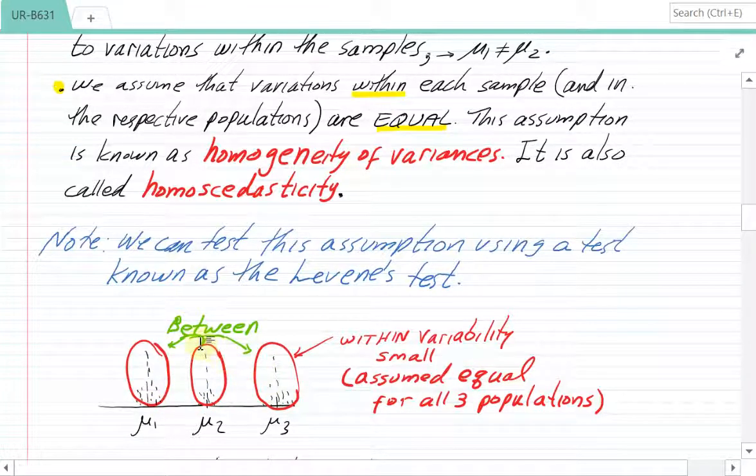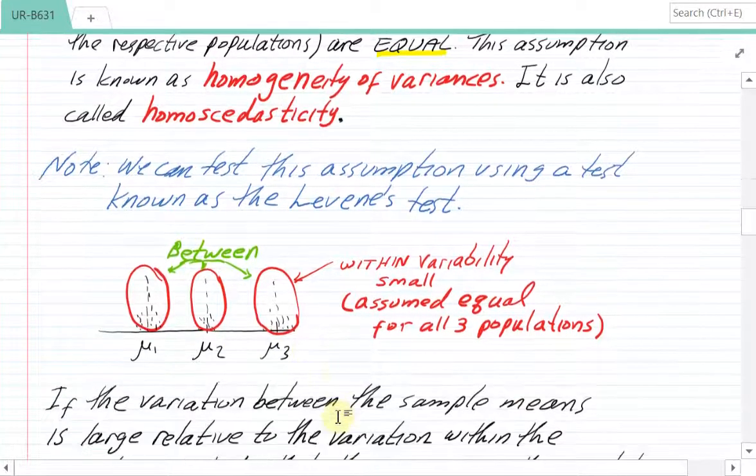Now, what do we mean by between variability? We're talking about between the population variabilities. Now, look again. As this between variability, between these, and I made up three populations here, as the distance between the mu's increases, that means the variability between is also going to increase, right? So the larger this between variability between these populations, the more distant they become from one another, and the more separation, the more evidence that the means are different.